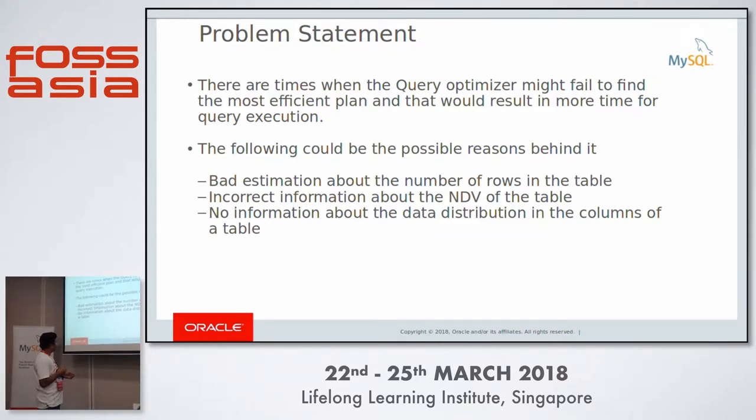The other point is about the distribution of data in a column of a table. There are cases where we have seen a lot of null values inside a particular column, and the data is heavily skewed. You might have, say, 80% of the values of a particular table with a certain distinct value, and the remaining values scattered all over. Because of that, the optimizer can also generate a non-optimal plan. I would not say a bad plan, but a non-optimal plan.